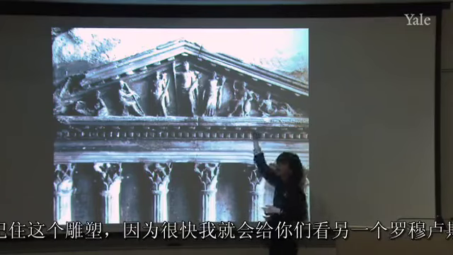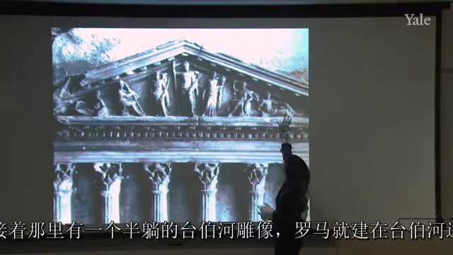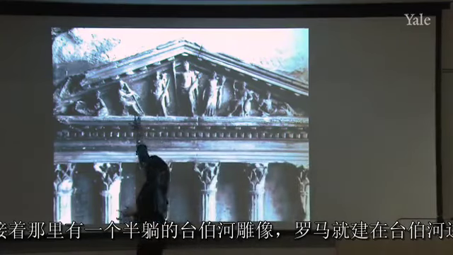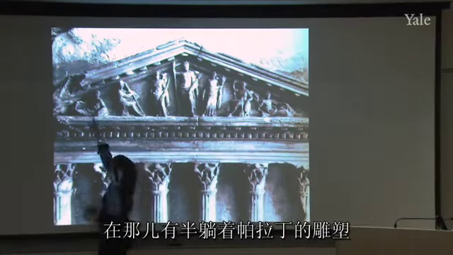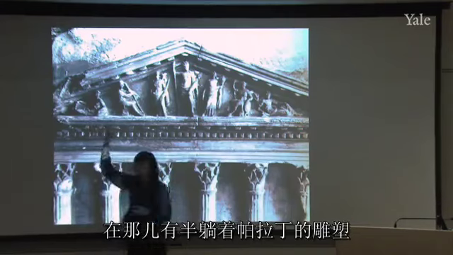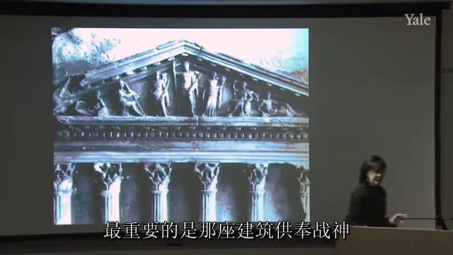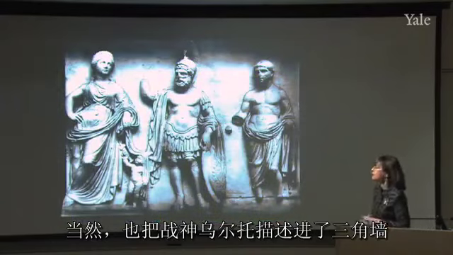Keep this figure in your mind, because I'm going to show you another seated Roma very soon. And then over here, a reclining figure of the Tiber River, the river on which Rome was built. Over here, a seated figure we believe is Romulus, the founder of Rome on the Palatine Hill, and over here a reclining personification of the Palatine. So most important that the building honored, of course, Mars Ultor, and that Mars Ultor was depicted in the pediment.